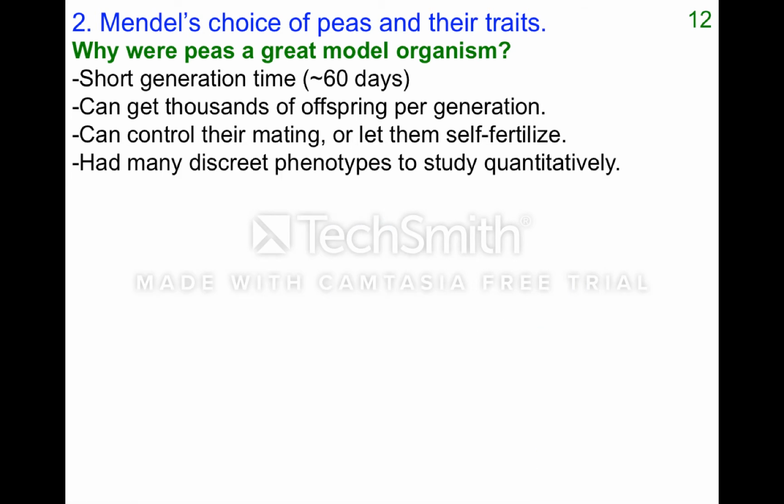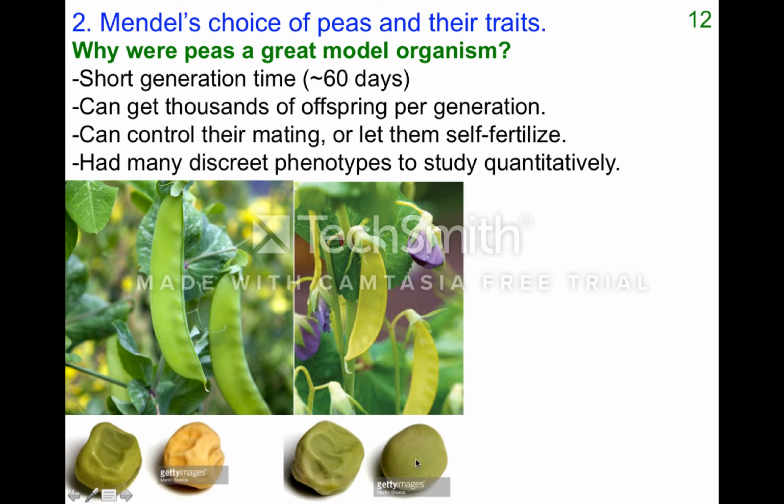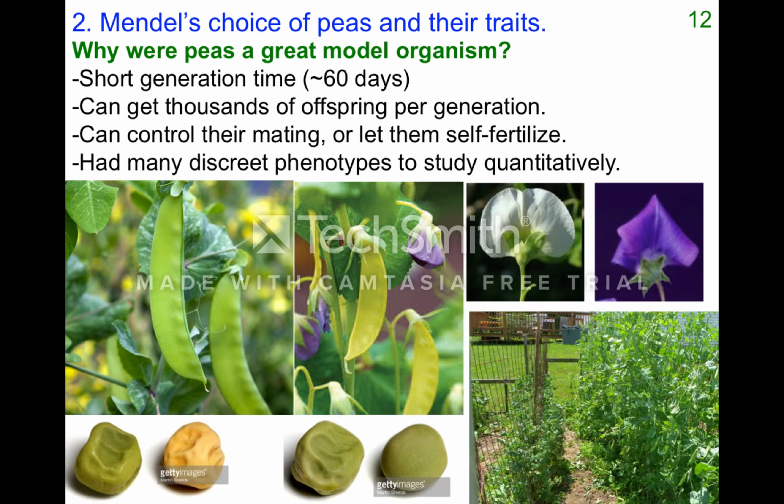Another great thing about the pea plants is that they had very discrete phenotypes, allowing you to study them without any sort of subjective judgment. For example, when you're looking at the pea pods, they're very obviously either green or yellow. Same with the seeds, green or yellow, or wrinkled or smooth. It's very easy to tell the two different phenotypes apart. Also, same with flower color, very clearly white or purple.